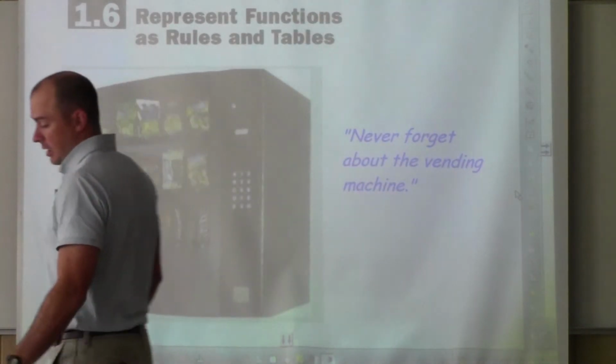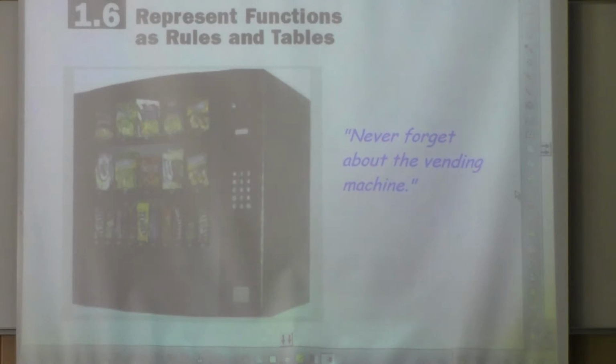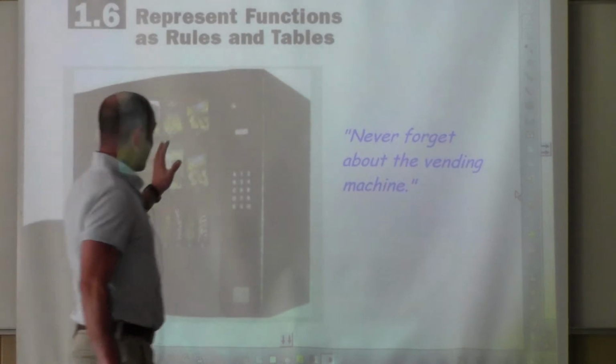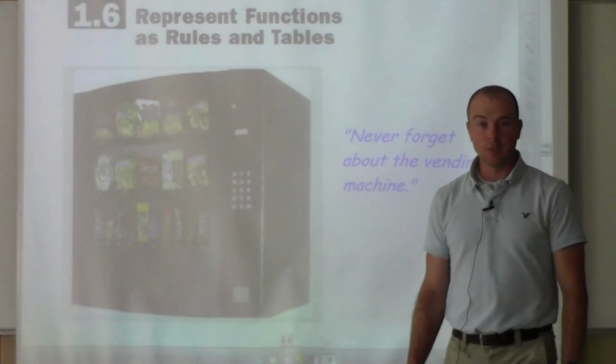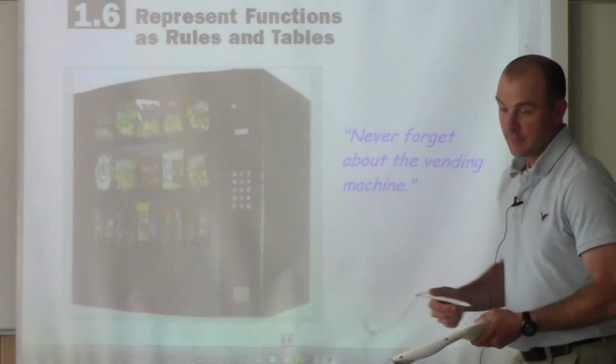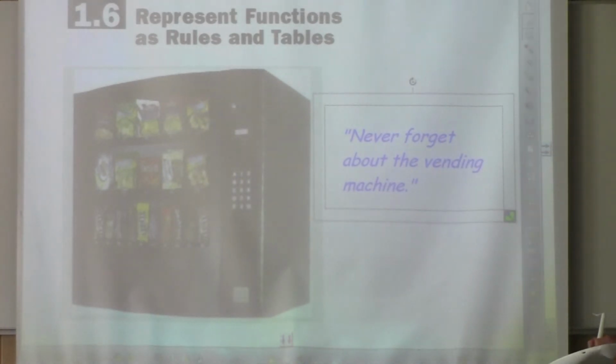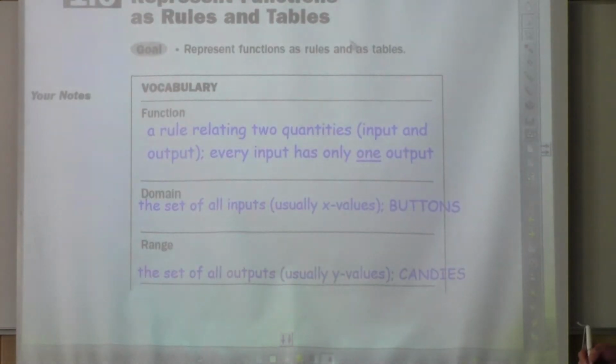We looked at a lot of translation stuff in sections 1.3 and 1.4, and in 1.6 we changed gears a little bit. We start talking about functions in algebra and representing functions as rules and tables. Now, ultimately, this is what you got to remember. You can never forget about the vending machine, because if you understand how a vending machine works, then you understand functions in math. A couple vocab words to get us started off.